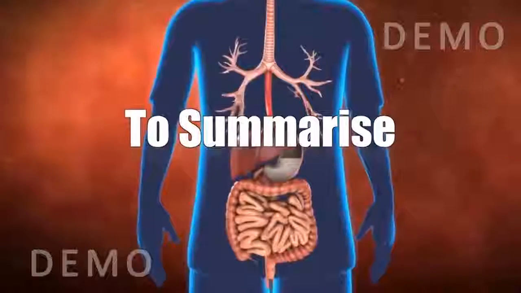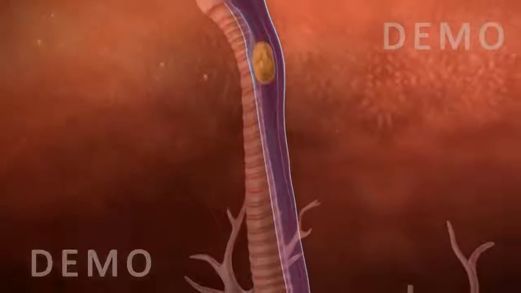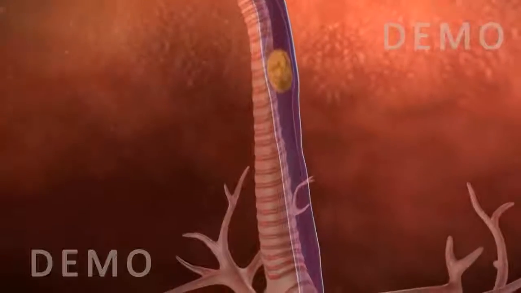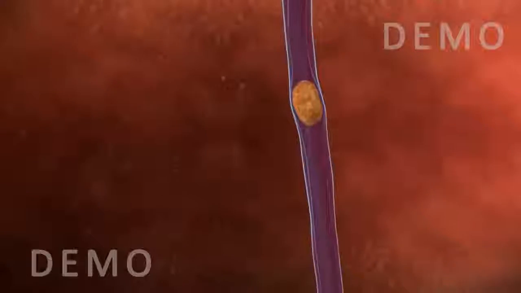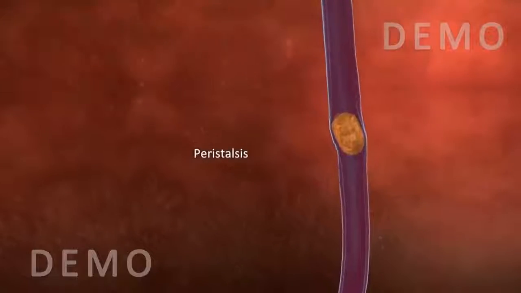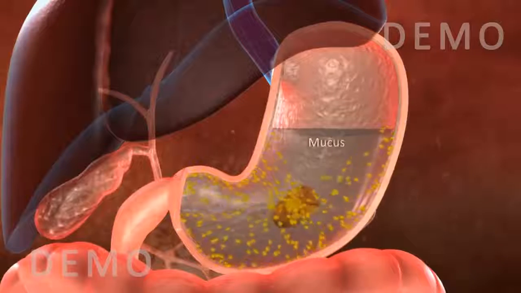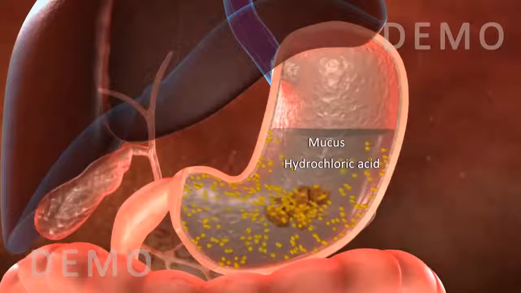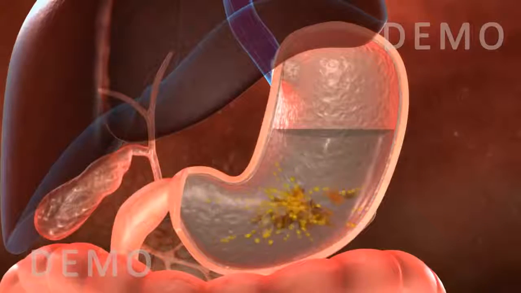To summarize, the muscles of the esophagus gently push the food down to the stomach by wave-like muscle contractions known as peristalsis. The stomach cells secrete mucus, hydrochloric acid, and digestive juices that help digest food through chemical action.